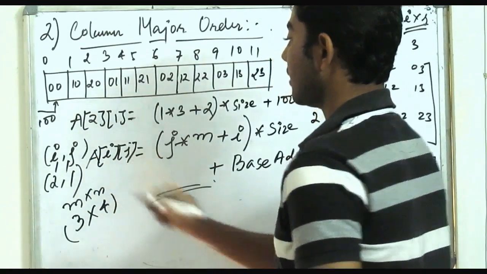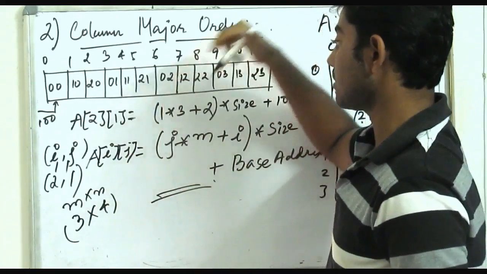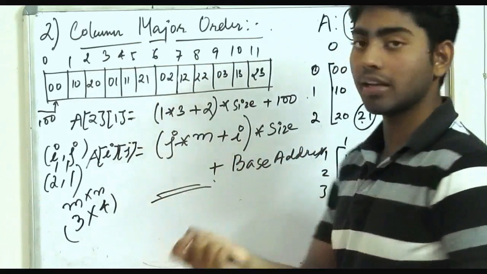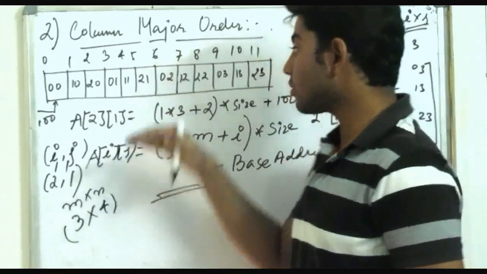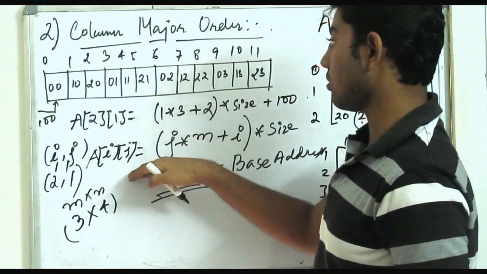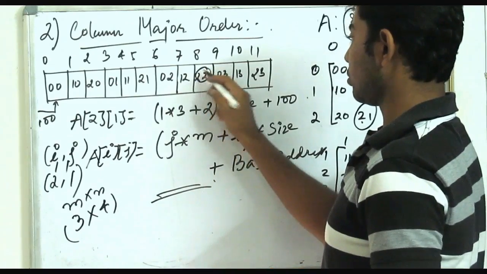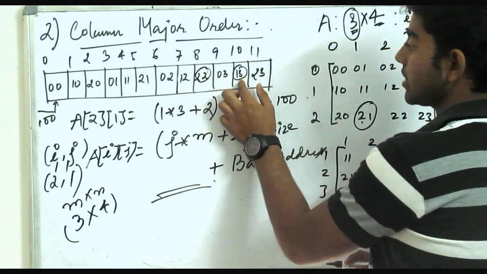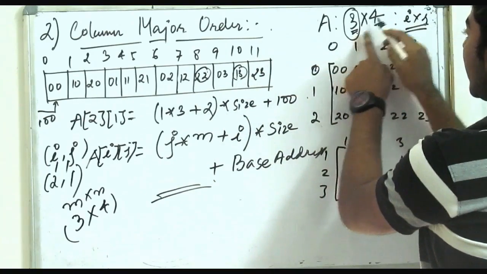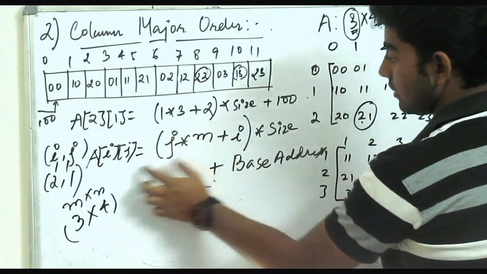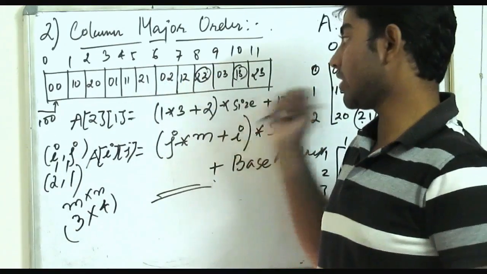Again, I am telling you that you can easily derive this formula. You don't have to learn anything by heart. You just understand how we are finding out the address of a single element, and then you can easily derive this formula. You can take any other element. Suppose you take 2, 2 or 1, 3, and then just trace out how this formula will work if i is 1 and j is 3 and m is 3 and n is 4. You can just trace it out by yourself.